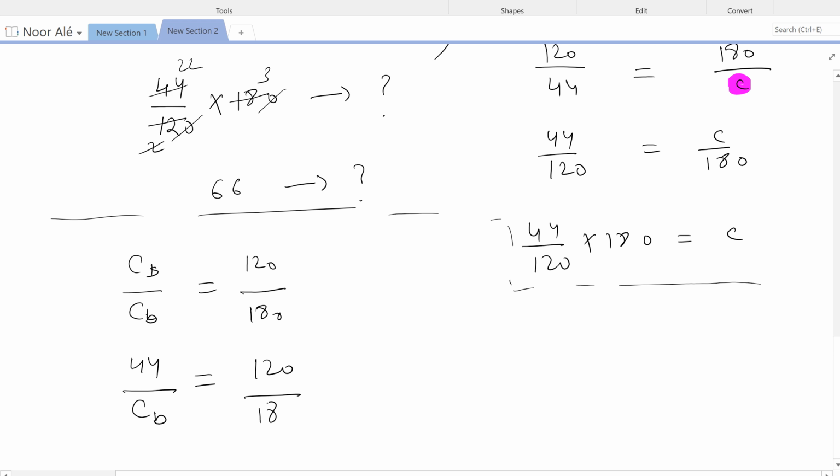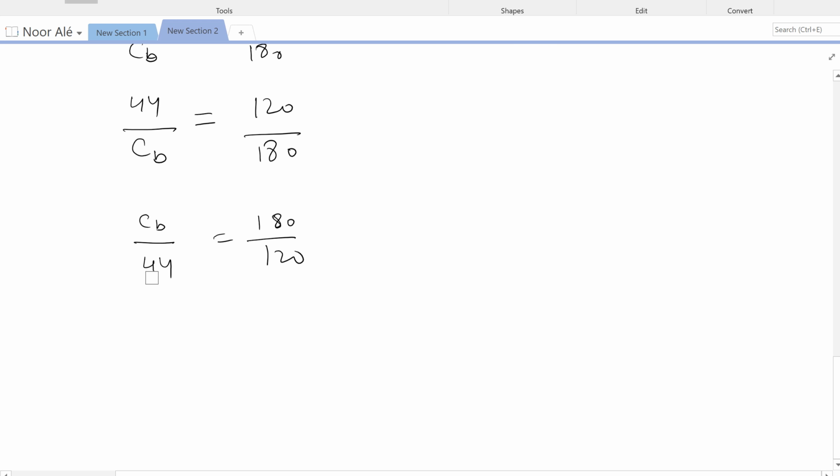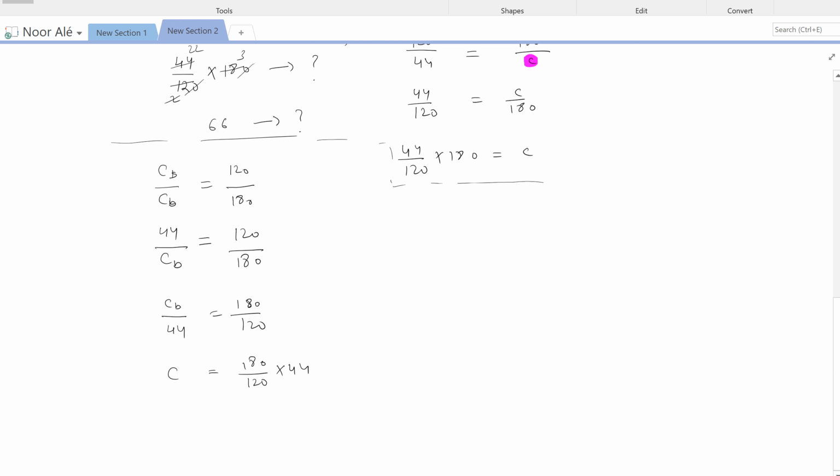So now solve that. In order to find CB, you flip both sides, and CB goes on the top and 44 at the bottom, and in the same manner 180 over 120. Flip both sides, that means reciprocal of both sides. Now in order to get rid of 44, times both sides by 44, and you will get that. So that's the cost of the big lot, and it's the same thing as we have right there.